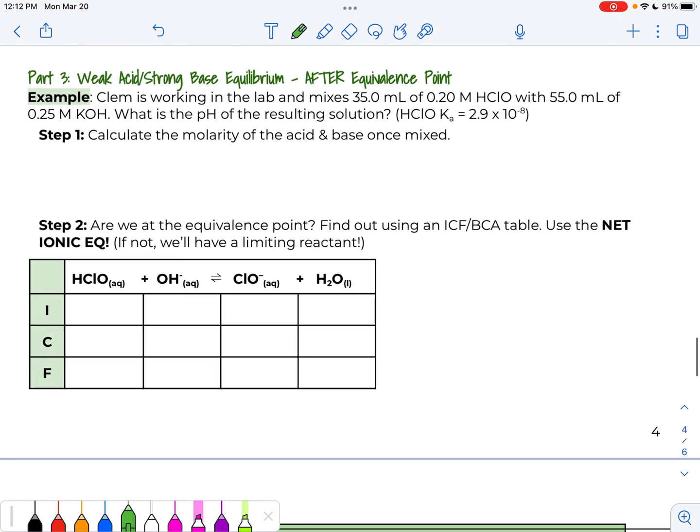All right, here we go. Last one for weak acid, strong base. This is after the equivalence point. Okay, so think about what's actually been happening.